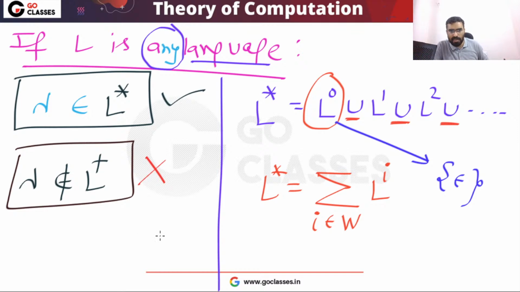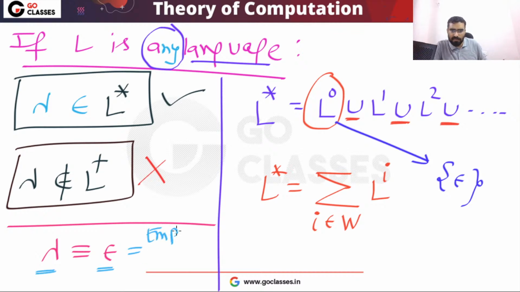Is this clear to everyone? Please understand that these two things are the same, and this is also the empty string. You can use the symbol lambda, or you can use the symbol epsilon. This is your empty string. These are the symbols for the empty string.